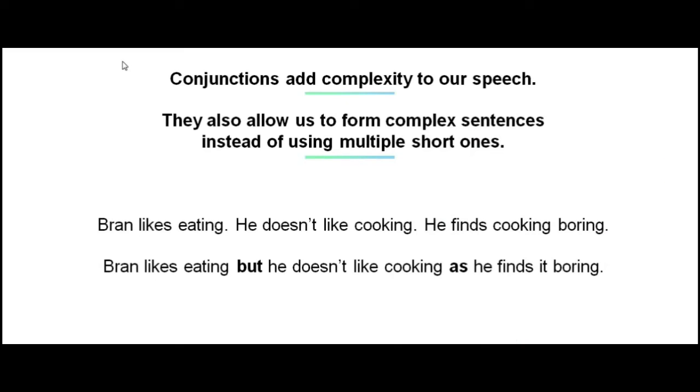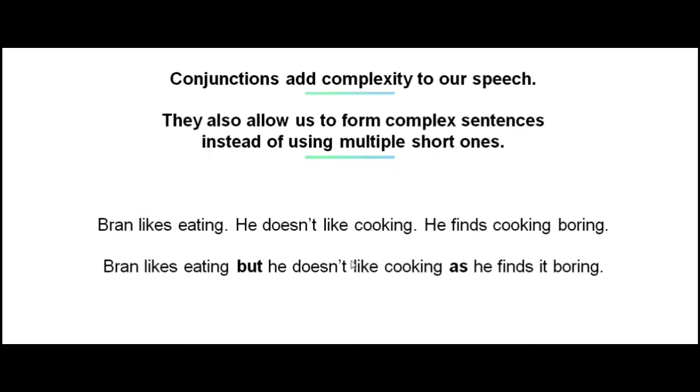Now, conjunctions add complexity to our speech. They also allow us to form complex sentences instead of using multiple short ones. Have a look at the examples below. Bran likes eating. He doesn't like cooking. He finds cooking boring.